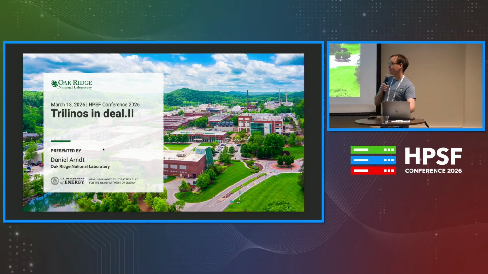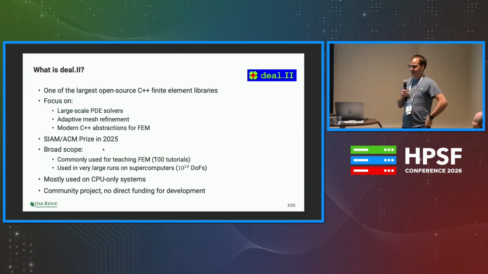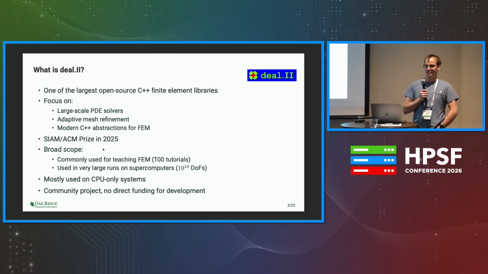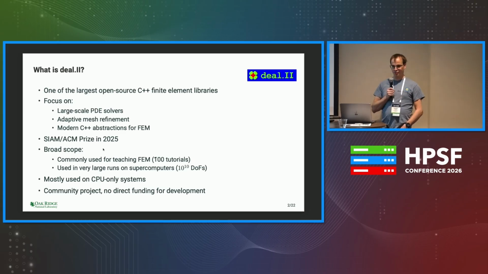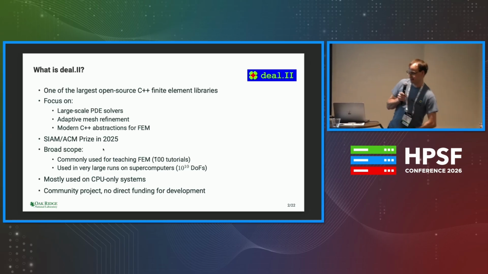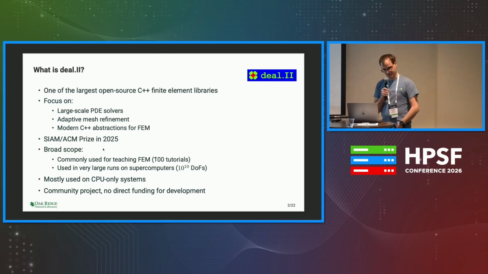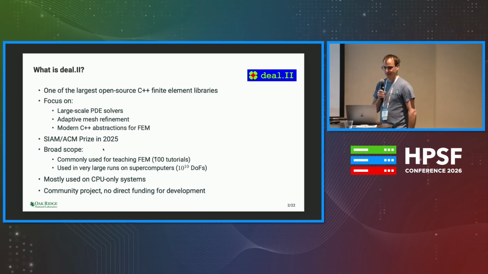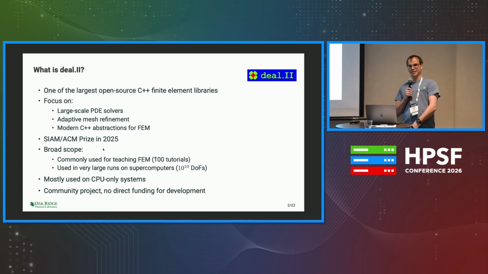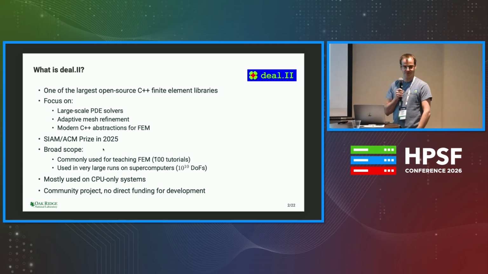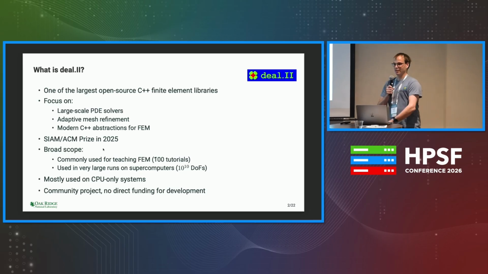But anyway, so what's deal.II? Deal.II is one of the largest open source C++ finite element libraries. We support anything from very beginner users, like for teaching materials, to very large ones. We are highly adaptable. We have adaptive mesh refinement built in, as opposed to the talk we heard before. So you can on the fly refine your meshes.